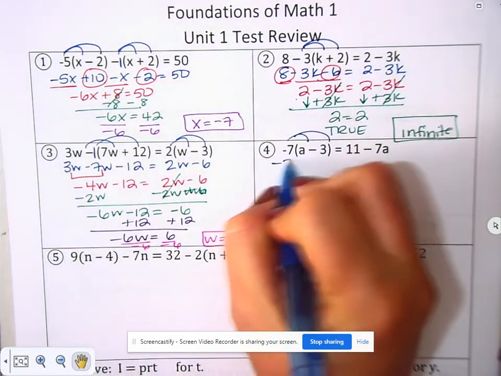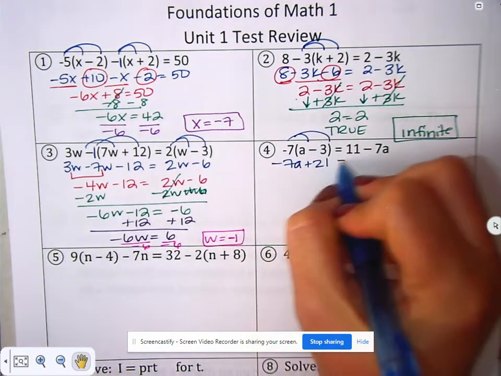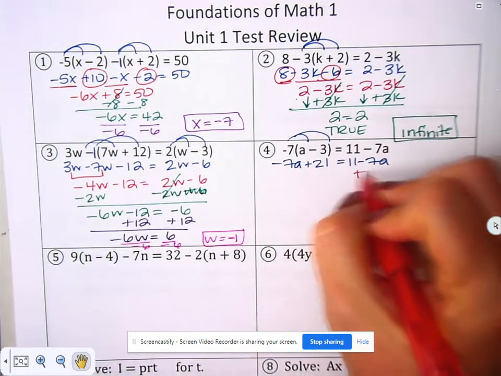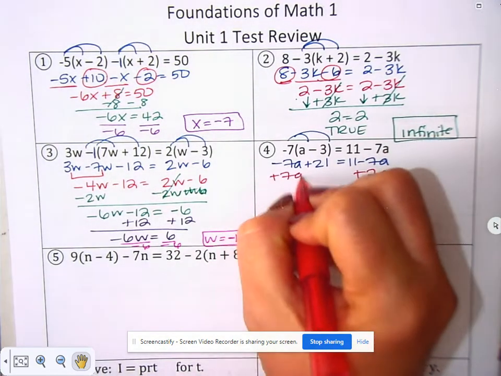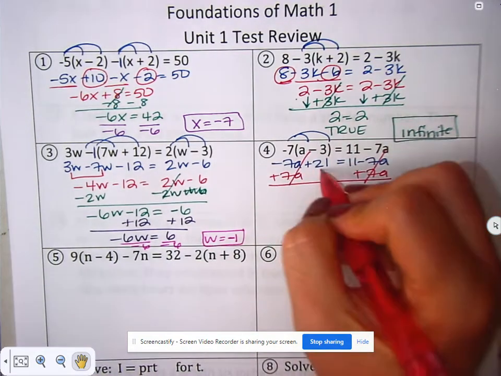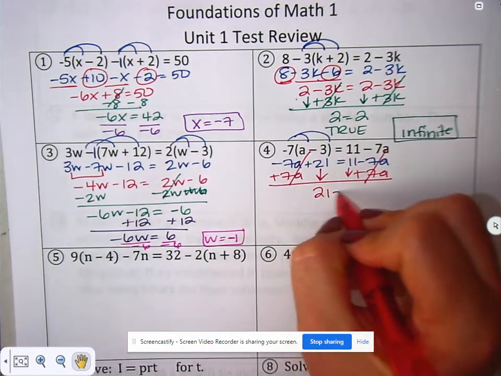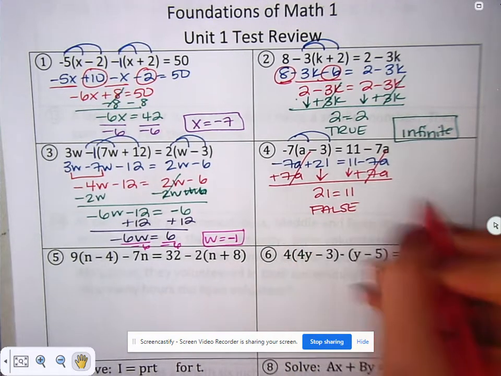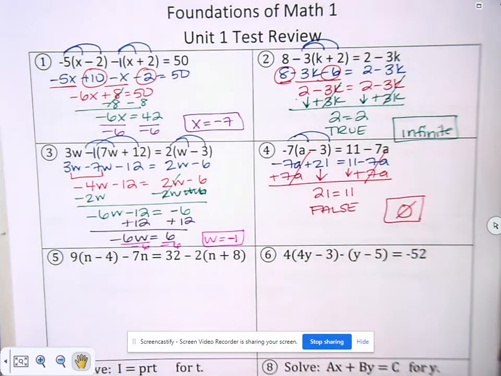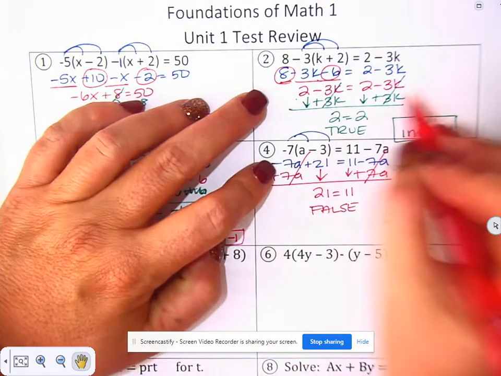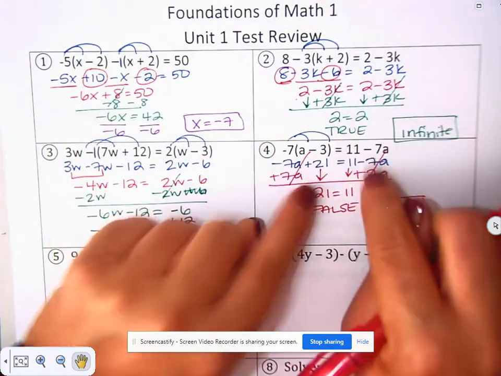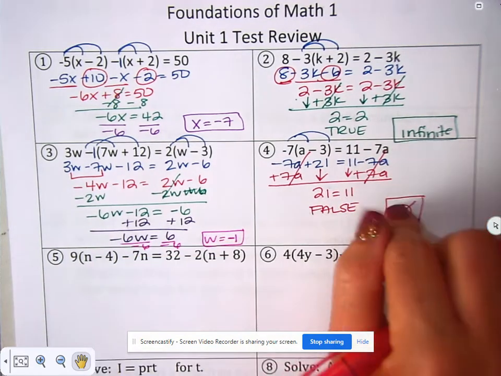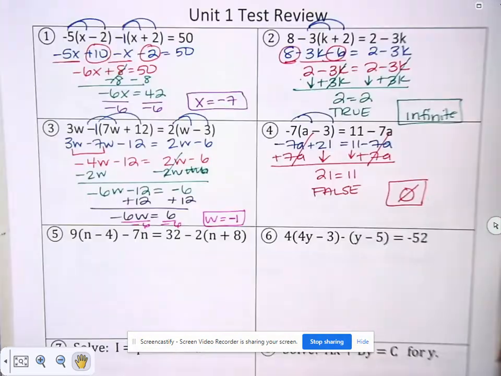Okay, number 4. Negative 7a plus 21 equals 11 minus 7a. Move the 7a over. Okay, so here we go again. It cancels on both sides, and I'm left with 21 equals 11. That is a false statement, so our answer is no solution. So in both of these, your variables completely canceled, and we were left with a true statement and then a false statement. Okay, so that's the difference in the answers.